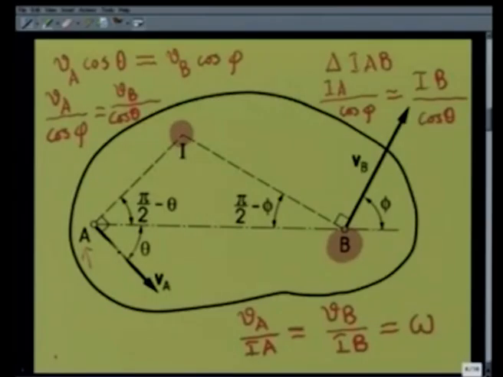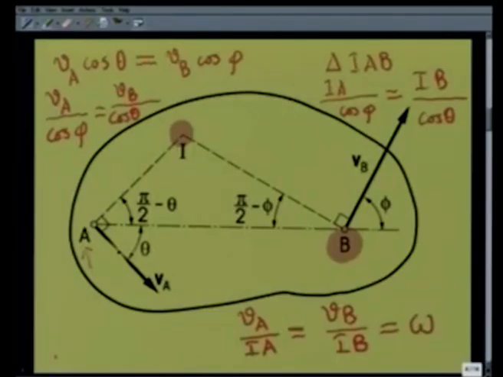So, velocity of I along this direction Ai is 0. Coming from the point B, I see that the velocity of the point B is perpendicular to Ib. So, component of Vb along Bi is 0. So, velocity of I along Bi is same as the velocity of B along Bi. So, velocity of I along Bi is also 0.